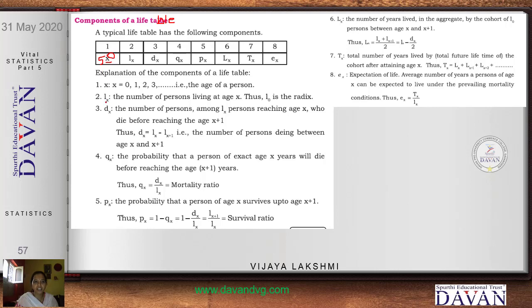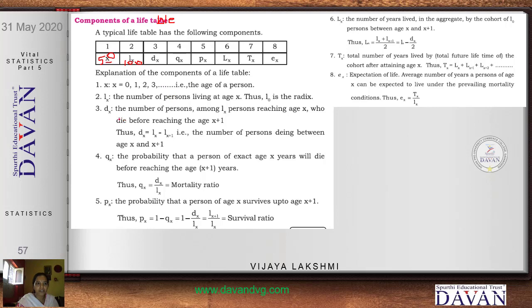Now we have the next component, that is lx. This is small letter l and x. The number of persons living at age x. So how many people are living at age x? x here is 50. So how many people are living at the age 50? Now I'll take the example here as 100. So 100 is the total number of people who are living at the age of 50. It is giving you the number of people here.